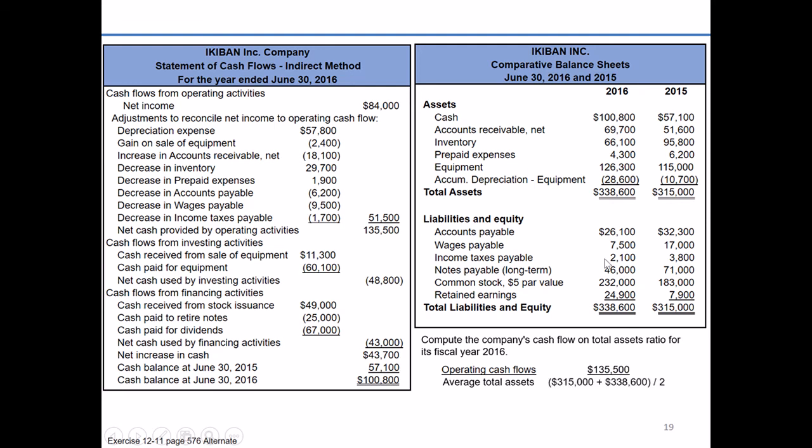Keep in mind that's going to be $315,000 for 2015 plus $338,600 for 2016. We'll add those two together and divide by 2 to get an average. So it's going to be $135,500 divided by $326,800, which gives us a cash flow on total assets ratio of 41.5%. And that's a pretty strong amount of cash from operations related to our overall asset base.